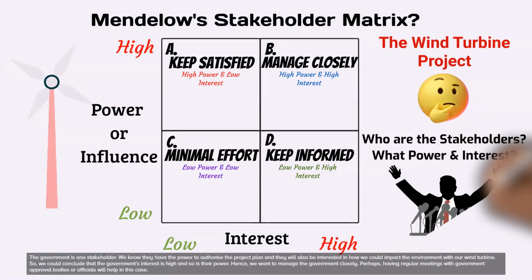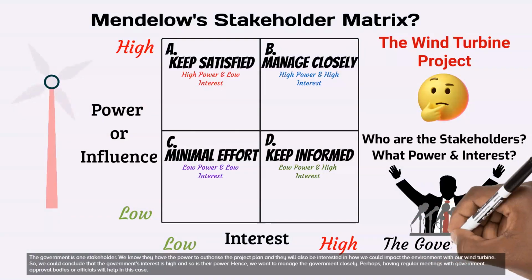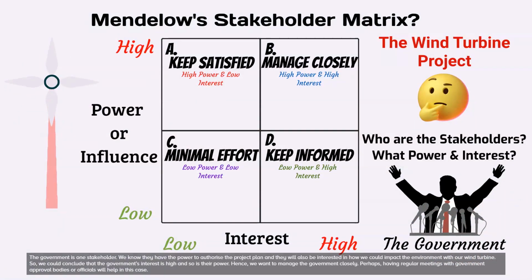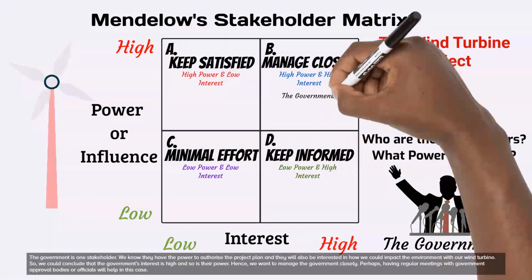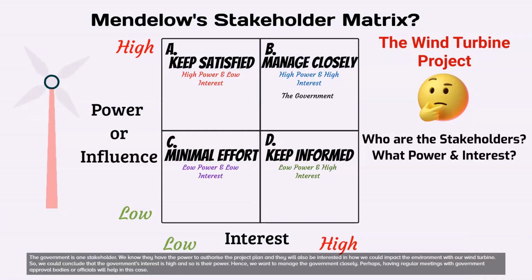The government is one stakeholder. We know they have the power to authorize the project plan and they will also be interested in how we could impact the environment with our wind turbine. So, we could conclude that the government's interest is high and so is their power. Hence, we want to manage the government closely. Perhaps, having regular meetings with government approval bodies or officials will help in this case.